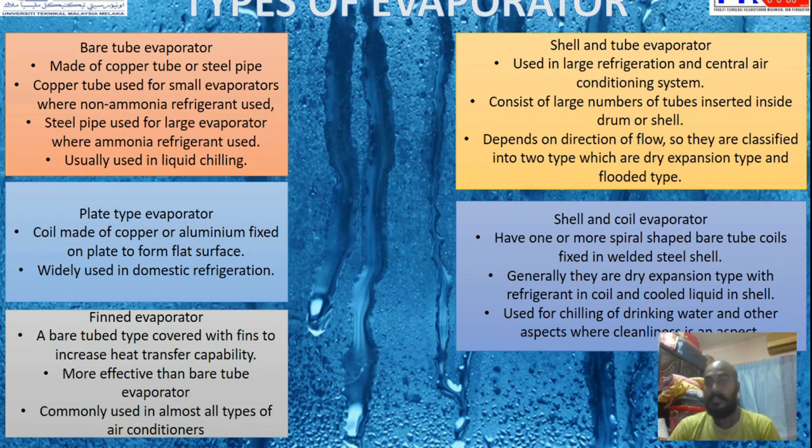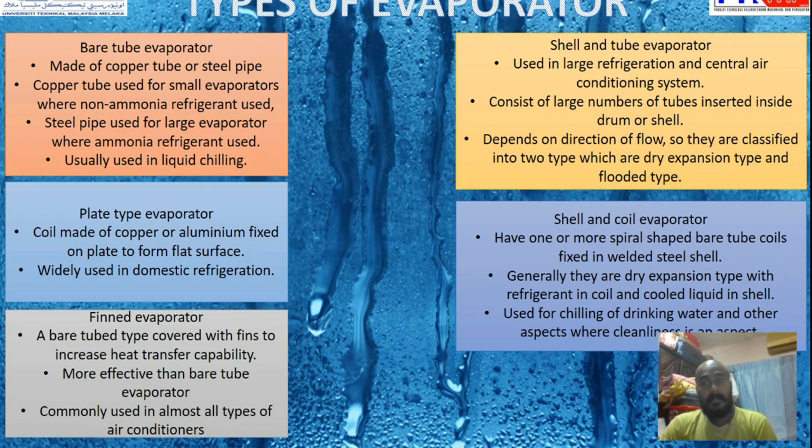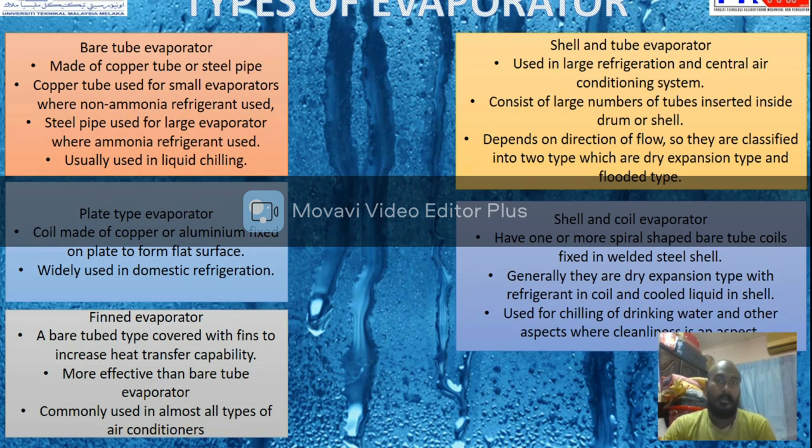Then there is the shell and tube evaporator. These evaporators are used in large refrigeration and air conditioning systems or central air conditioning systems. This evaporator consists of a large number of tubes inserted inside a drum or shell. Depending on the direction of flow, they are classified into two types, which are the dry expansion type and the flooded type.